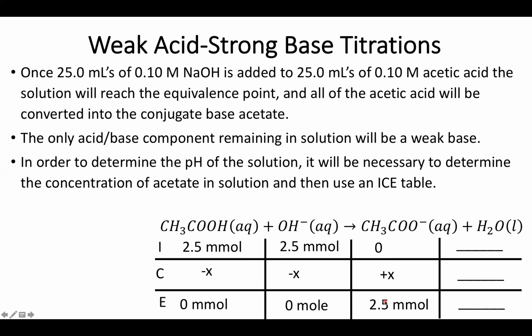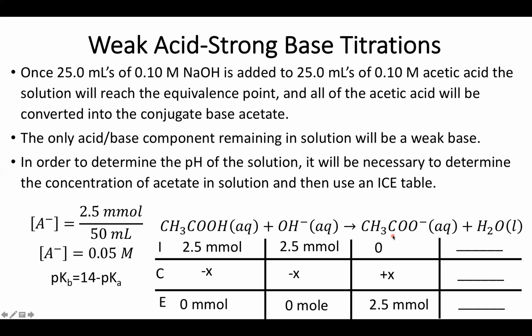So if I'm going to try and determine the pH of the solution, I've got to determine the concentration of my acetate and its pKb, so I can then use a separate ice table. So at this point, I know that my total volume should be 50 milliliters, as I've added 25 milliliters of sodium hydroxide to my 25 milliliters of acetic acid. So at this point, I have a 0.05 molar solution of acetate, and my pKb can be obtained by just taking the 14 minus the pKa. So I've got a pKb of about 9.25.